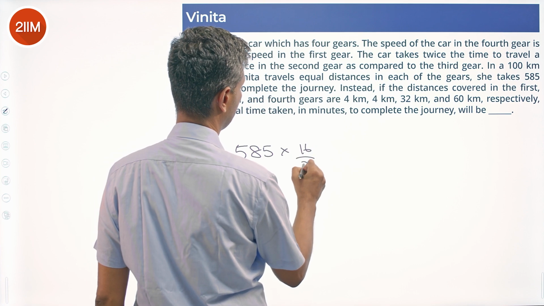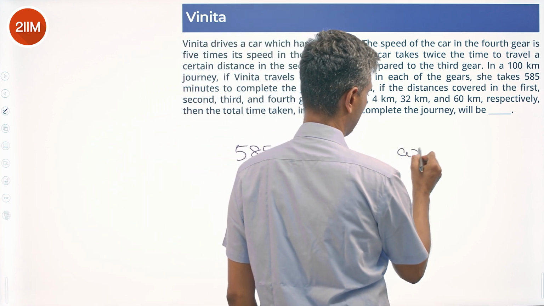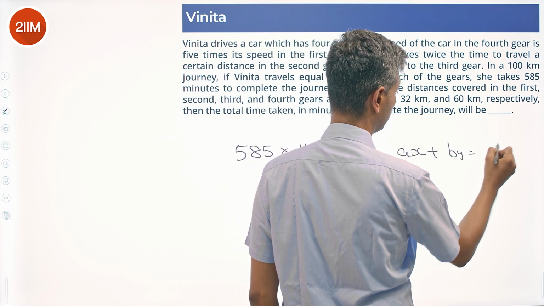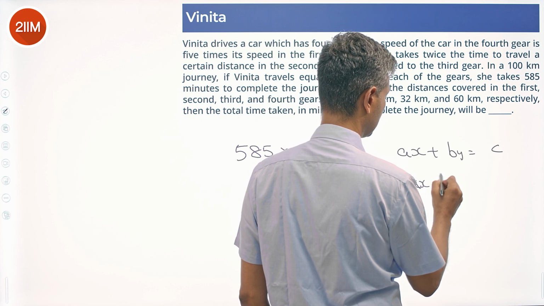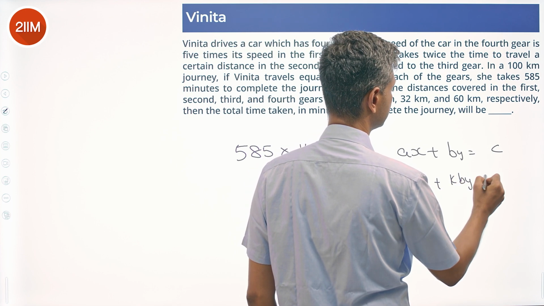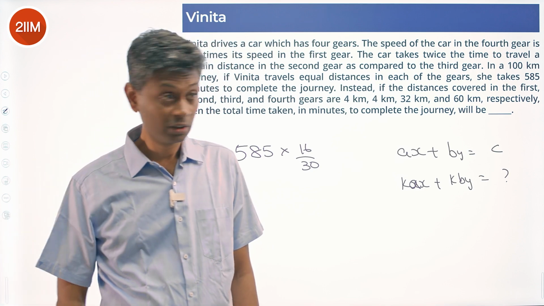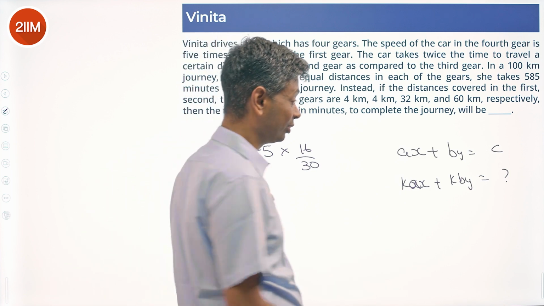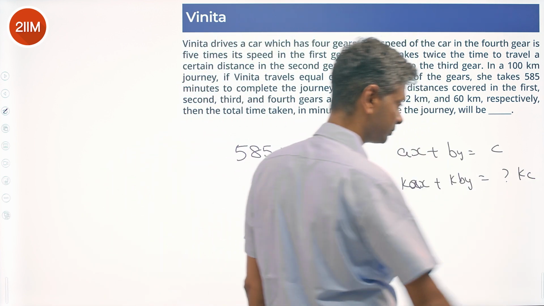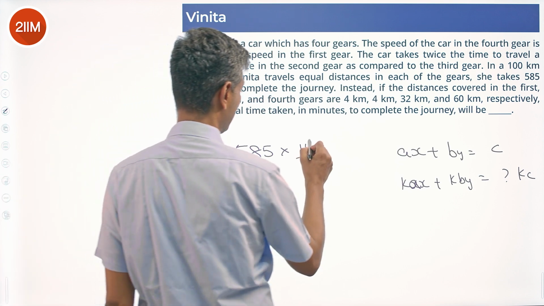into 16 by 30. This question quite brilliantly has told us ax plus by equal to c, and then asked us to find kax plus kby. We cannot find x and y. There are not two equations, two variables, only one equation and two variables. But if this is the case, then I know this is kc. The multiplying factor in this case is 16 by 30, which is 8 by 15.